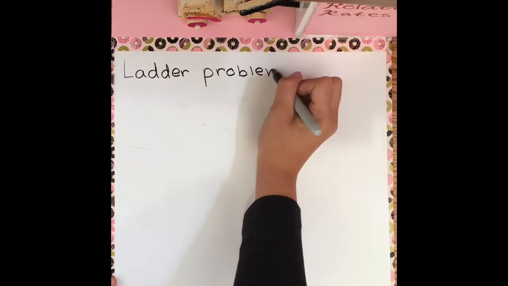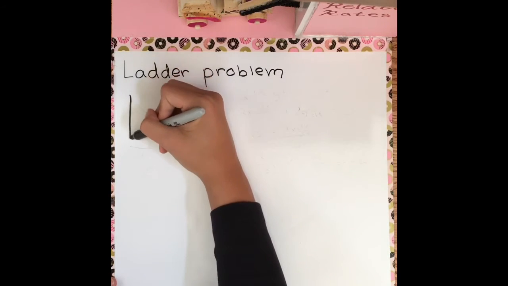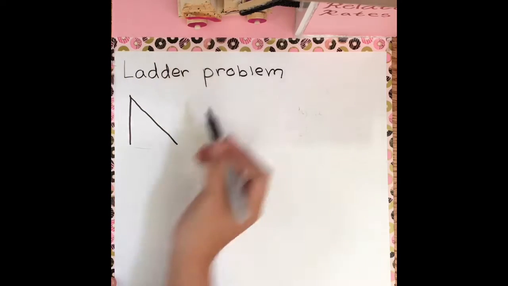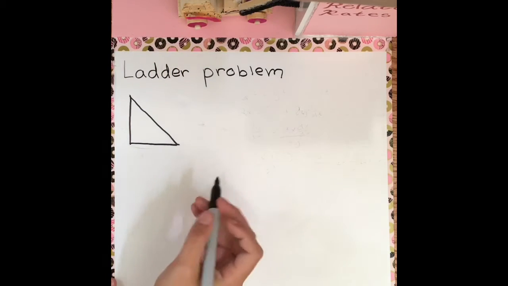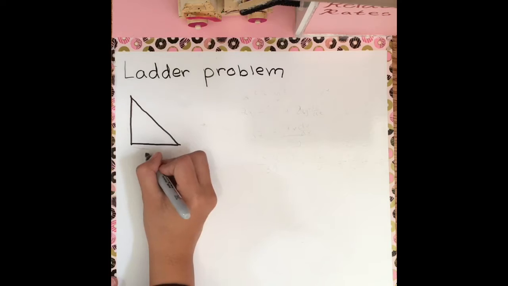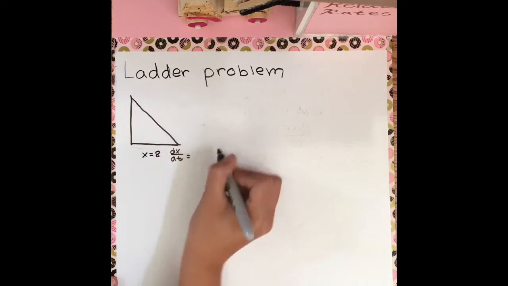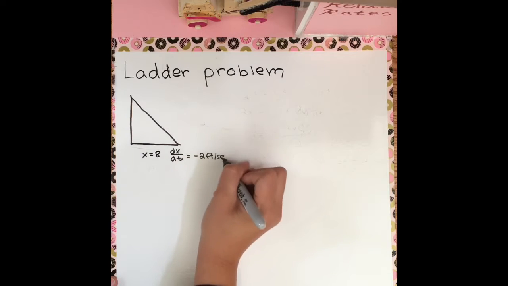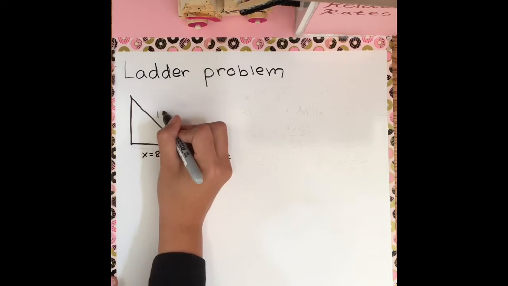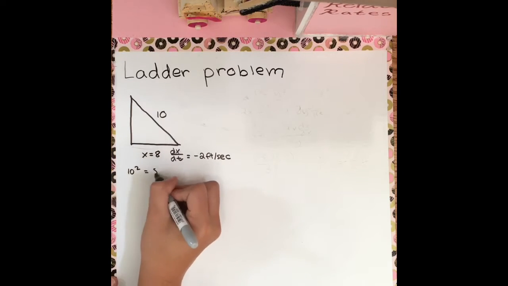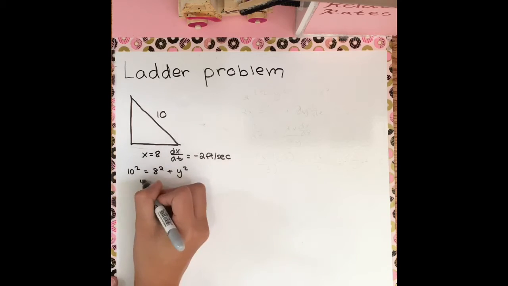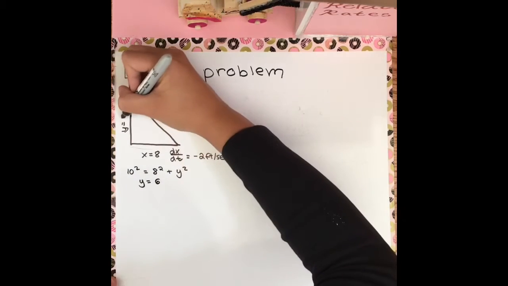We can call the bottom of the ladder x and the wall y. Let's start by drawing a picture of the situation. The ladder forms a triangle with the house and the ground. Now we can fill in what we do know. We do know that x equals 8 feet and the rate it is moving is 2 feet per second. We also know that the ladder is 10 feet. Using the Pythagorean theorem, we know that y equals 6 because 6 squared plus 8 squared equals 10 squared.